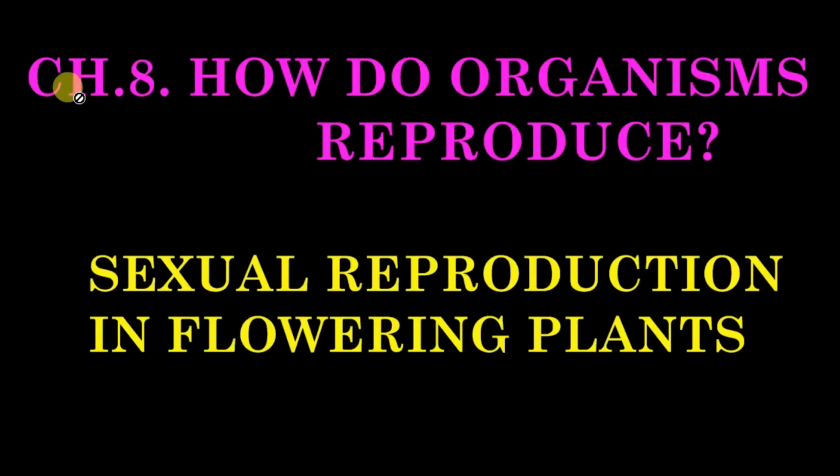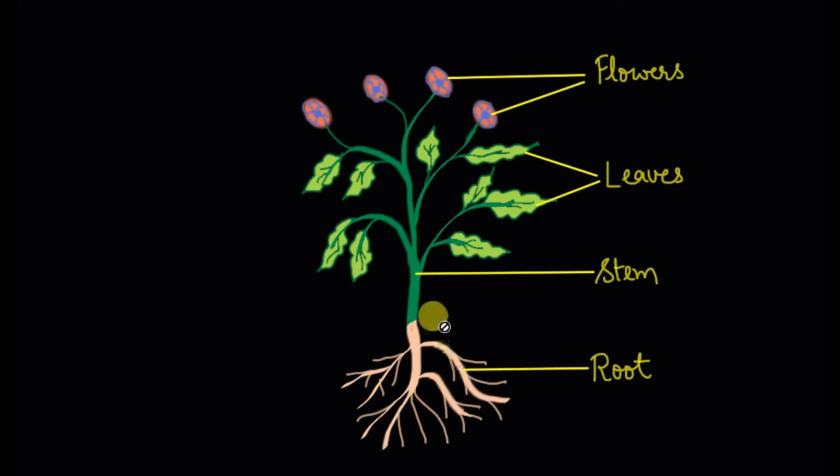Hello students, let's proceed with chapter number 8, how do organisms reproduce, and today's topic is sexual reproduction in flowering plants. So let's see a diagram of a plant. This is a plant and we can see roots here, and stem and branches and leaves. All these parts are known as vegetative parts, and if a plant propagates from these parts, then the propagation is known as vegetative propagation. But flowers possess the sexual organs, so sexual reproduction occurs through flowers.